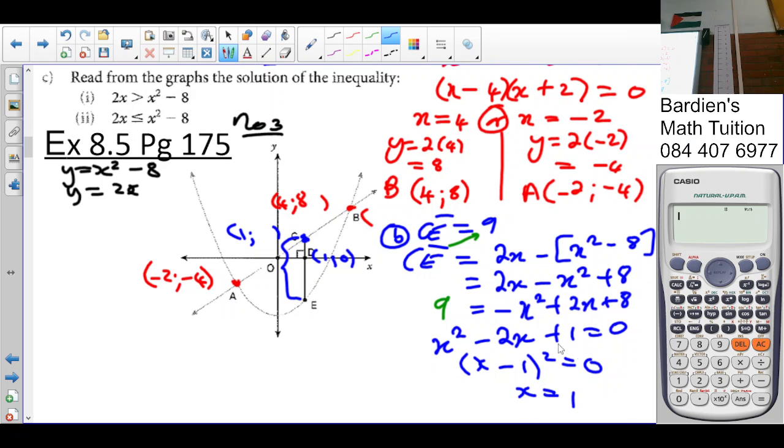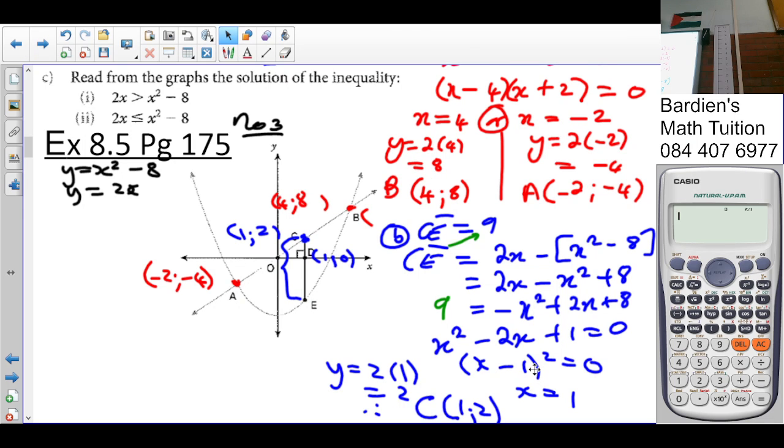By substituting 1 into the straight line's equation. Why in the straight line? Because C lies on the straight line. Can you see that? So we now say y is equal to 2 times 1, which is 2. Therefore, C is going to be (1; 2). Okay. Any confusion there? No?